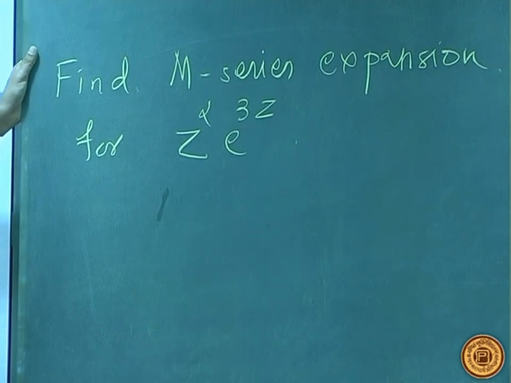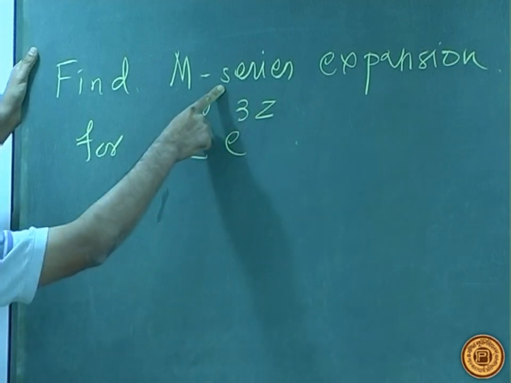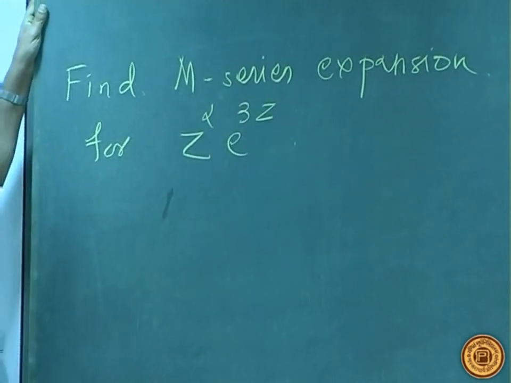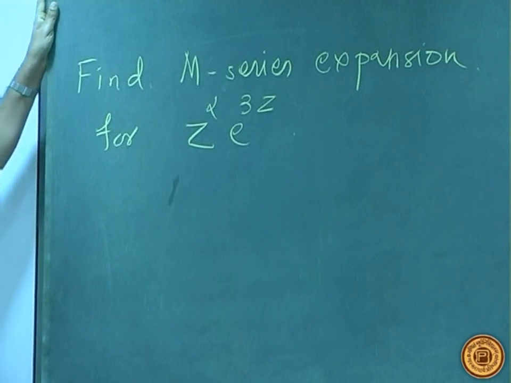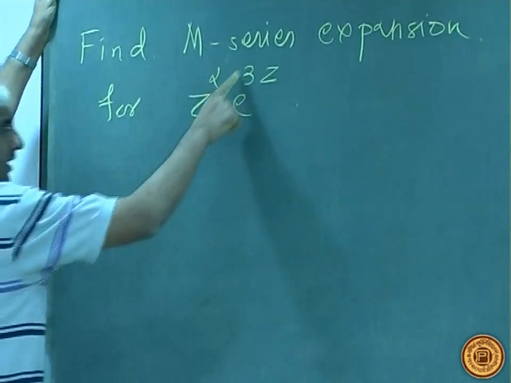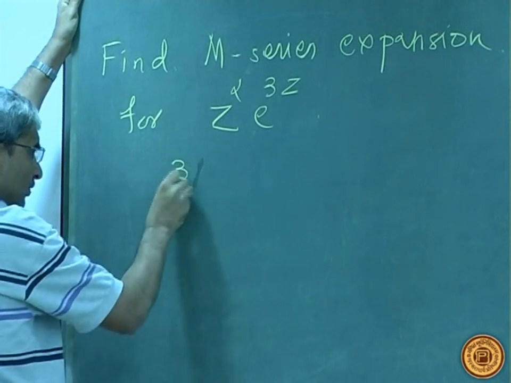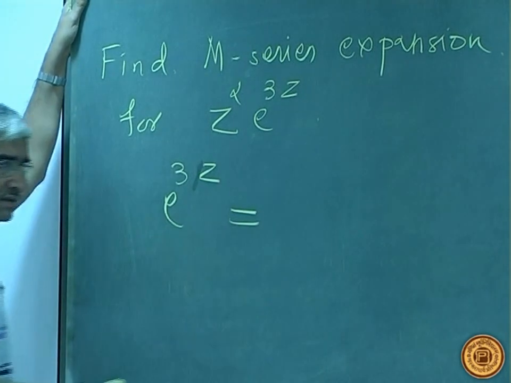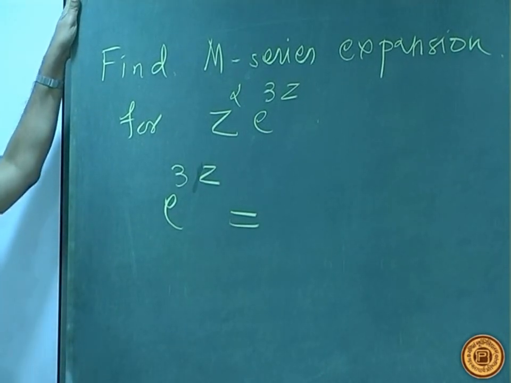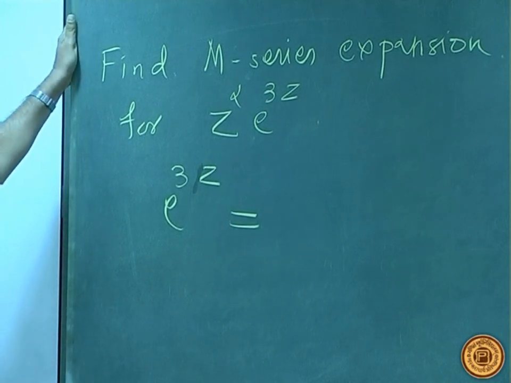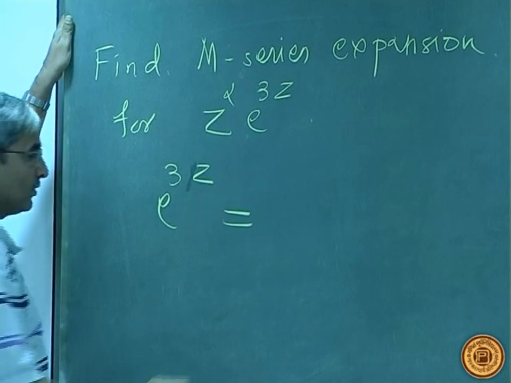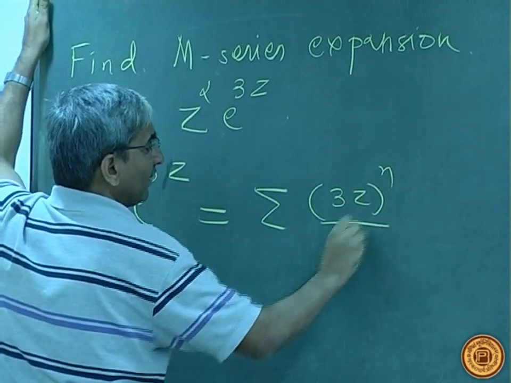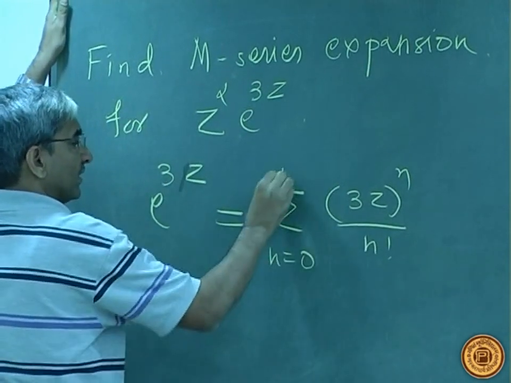That means you want to expand this function in powers of z, because Maclaurin's means z minus z naught to the power n, where z naught is 0, that is z power n. So you want to expand this function in powers of z. First you write e to the power 3z. Can you write the Taylor series expansion of e to the power 3z? Yes, we know e to the power z, and that is valid everywhere. So e to the power 3z is the summation of (3z) raised to n upon factorial n from 0 to infinity.